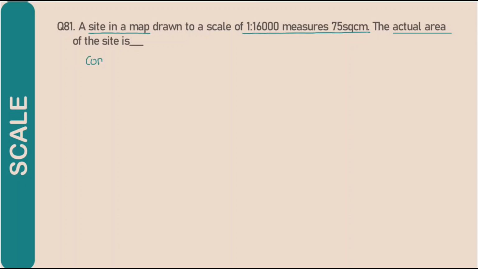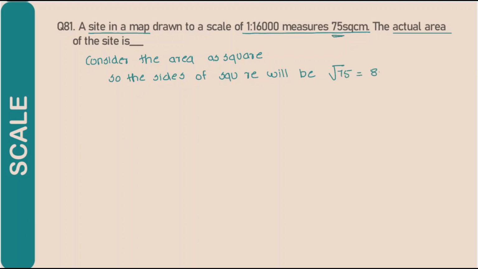So let's consider that the area is a square. So the side of the square will be under root of 75, that is 8.66 centimeter. So the scale is given, which indicates that the 1 centimeter on the map will be 16,000 centimeter in actual life. So 1 upon 16,000 is equal to 8.66 centimeter on the map, that is x on the actual size. So x is equal to 8.66 into 16,000, that comes up to a value that is in centimeters.